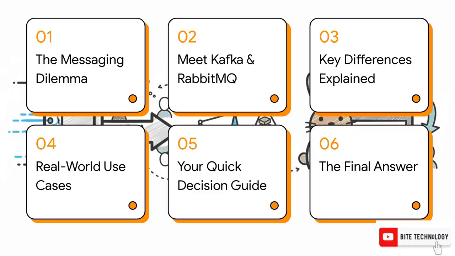First, we'll talk about the core problem we're trying to solve. Then we'll properly introduce our two main contenders, Kafka and RabbitMQ. After that, we'll break down the key differences, see them in action with some real-world examples, I'll give you a quick decision guide, and then we'll land on that final simple takeaway.